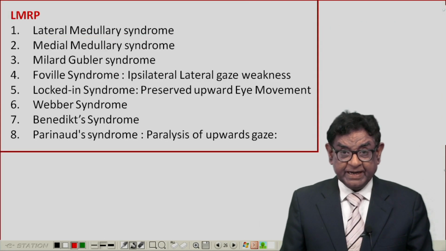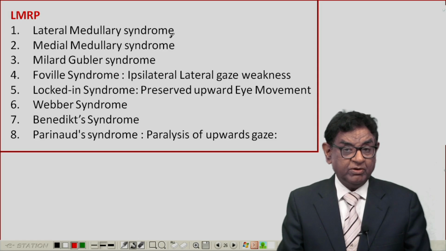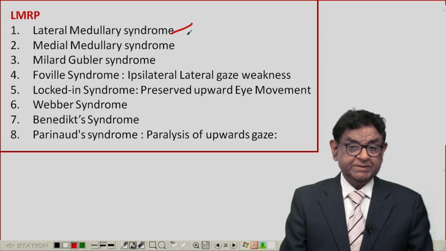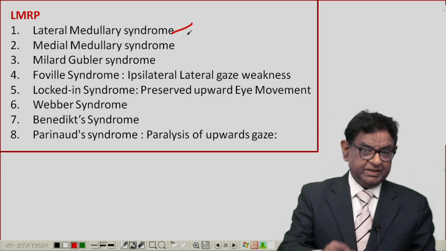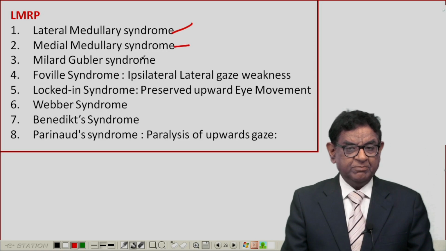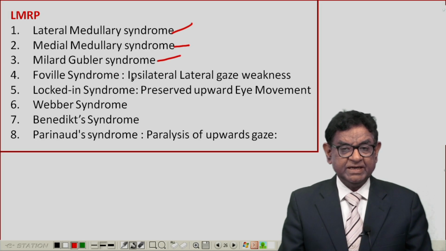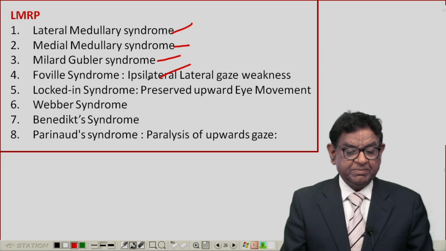Well, a quick recap of what we learned in this particular lecture. We talked about lateral medullary syndrome, so-called Wallenberg syndrome. In this, ipsilateral cerebellar signs, 10th, 8th, 5th, Horner, and contralateral loss of pain, touch and temperature. Please note here there is no hemiplegia. In medial medullary syndrome, there is ipsilateral 12th nerve palsy, contralateral loss of position and vibration, and contralateral hemiplegia. Millard-Gubler: ipsilateral 6th, 7th and contralateral hemiplegia. In Foville syndrome, Millard-Gubler syndrome and lateral gaze palsy will be there.